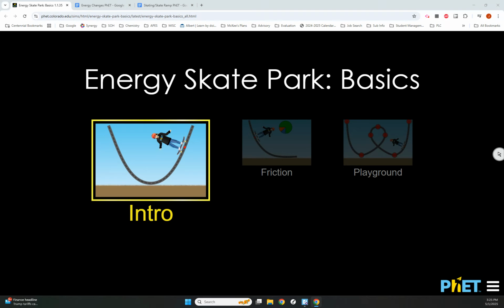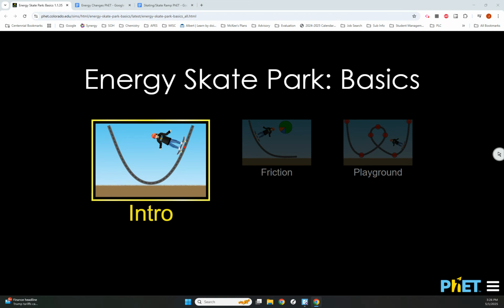And I want to go over this skate park PhET that you did recently in class. I'm not going to go over all the questions with you, but I want to walk you through the animation, the virtual lab. That should give you enough information to be able to figure those questions out on your own. I also want to remind you that I'll post the key on the calendar as always.